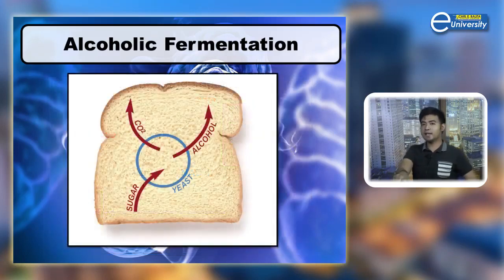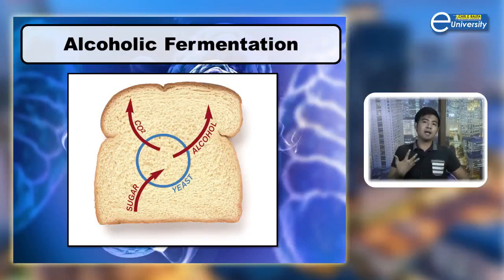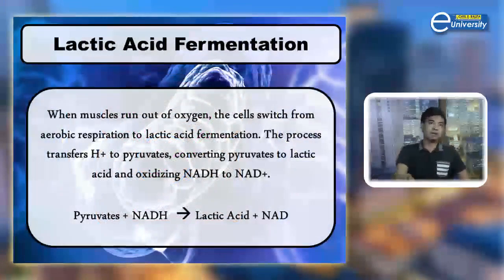And of course, again, the alcohol can no longer be found inside the bread because it already evaporated. And sugar remains in the bread as a form of carbohydrate, which is further metabolized by the consumers of the bread. How about the other one? How about the lactic acid fermentation?